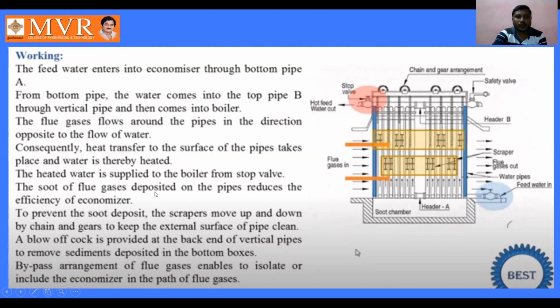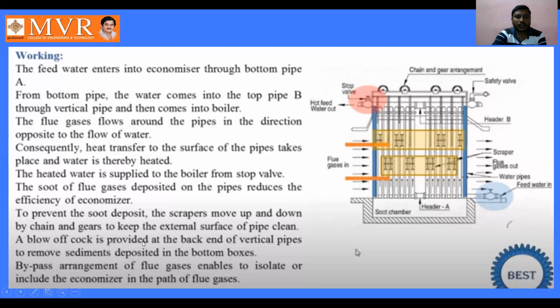The soot of flue gases deposited on the pipes reduces the efficiency of the economizer. Means the scale or sedimentation forming on the tubes reduces the efficiency of the economizer. To prevent the soot deposit, the scrapers move up and down by chain and gears to keep the external surface of the pipe clean. We can observe here the scrapers moving up and downward to remove the sedimentation formed on the pipes, using the chain and gear arrangement.